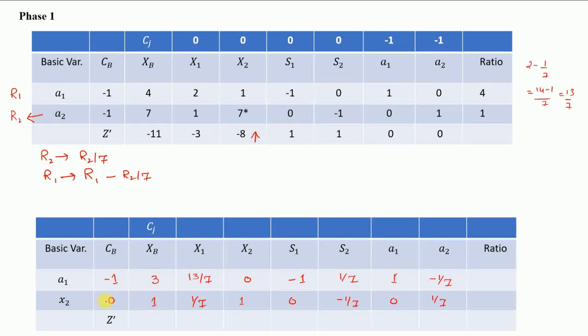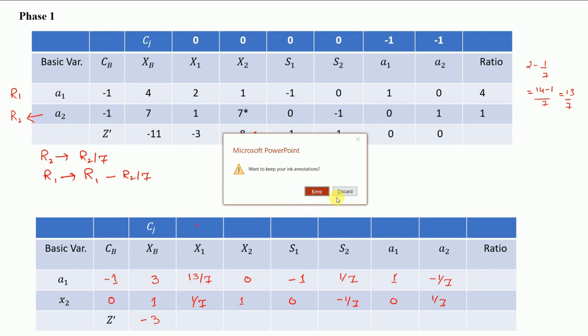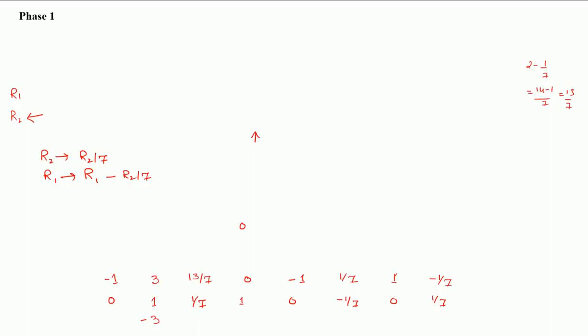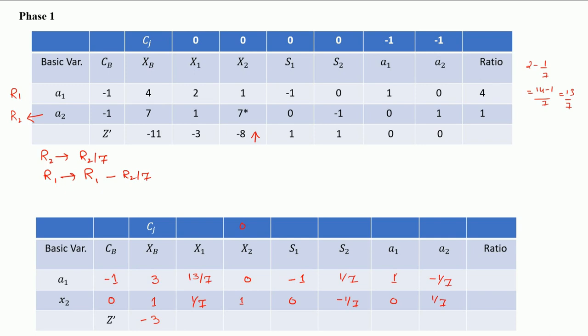Okay. Now we have to calculate z dash. Z dash is CB, XB. So minus 3 times 0 is 0, so this is minus 3. Now the new value of z dash is minus 3. Now we have to calculate Zj, this is CB, Xj minus Cj. Here you can write it 0, 0, 0, 0, 0, 0, minus 1 and minus 1.